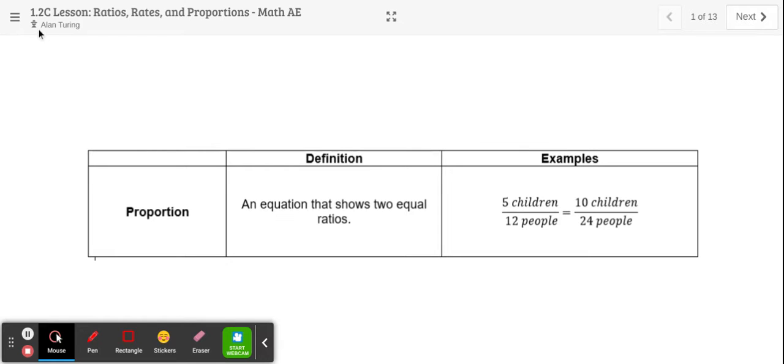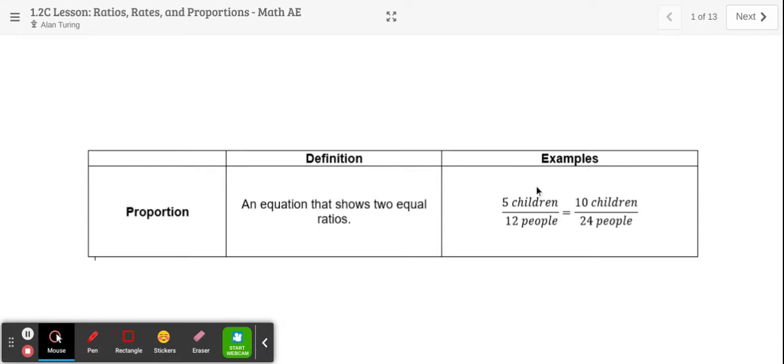Okay, please go to lesson 1.2c, ratios, rates, and proportions. It is in Desmos. So in slide 1, it talks about a proportion. The definition of a proportion is an equation that shows that two ratios are equal to each other.